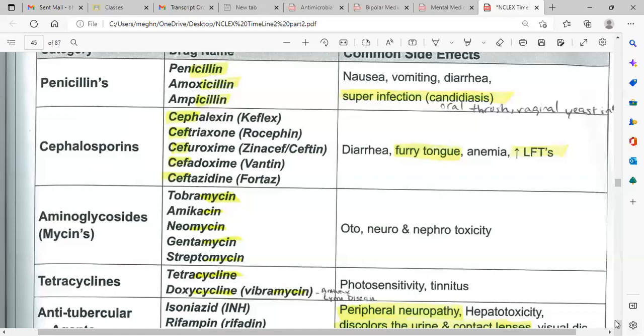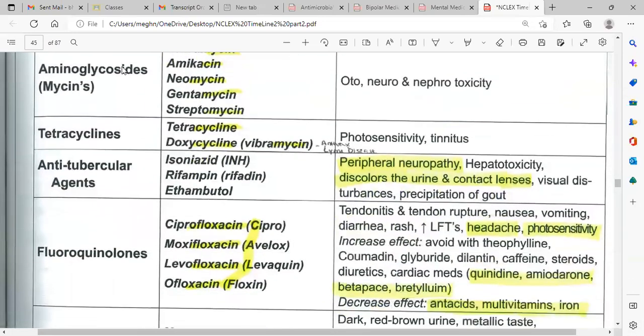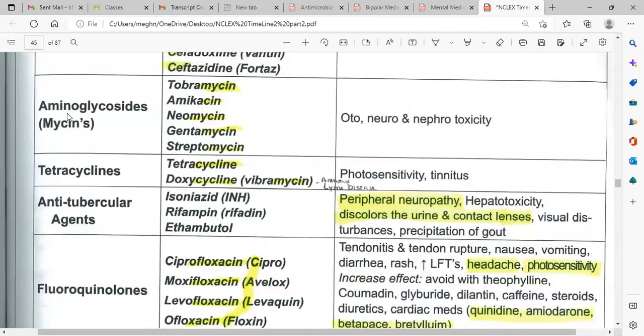The next group of drugs is aminoglycoside, shortly called mycin. Aminoglycoside examples: tobramycin, amikacin, neomycin, gentamicin, streptomycin, right? Most commonly used are streptomycin or gentamicin. Other two drugs we use are vancomycin and erythromycin, which are also aminoglycosides.